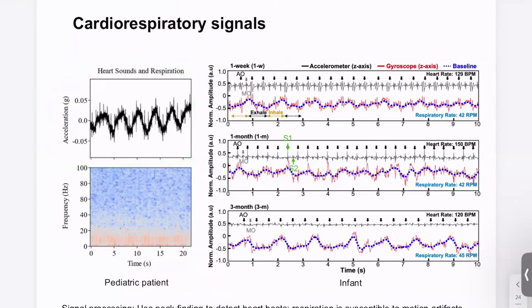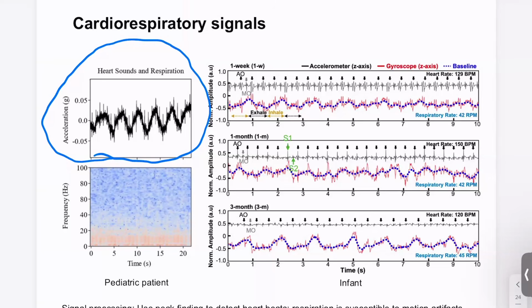So let's look at this acceleration data. What do you see here? Just guess. What do you see here? What is this wave? That'd be the respiration. Oh, that's the respiration. Okay. And what are those little spikes? Heartbeats. Yeah, exactly.